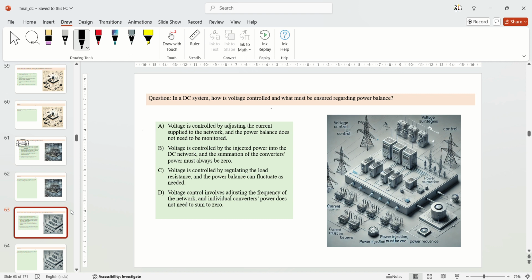Coming to the next question, it's related to voltage control. Same here. You have to make sure that if it is an AC system, you inject power based on that. And if it is a DC system, the voltage is controlled by injected power into the DC system, and the summation of the converters' power must always be equal to 0.